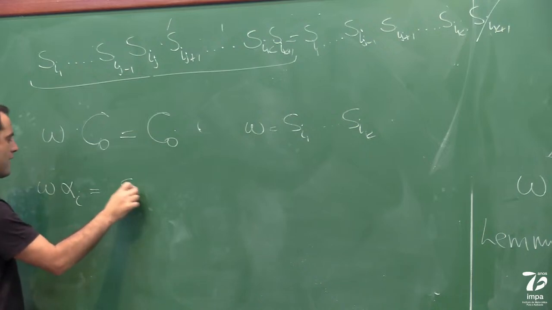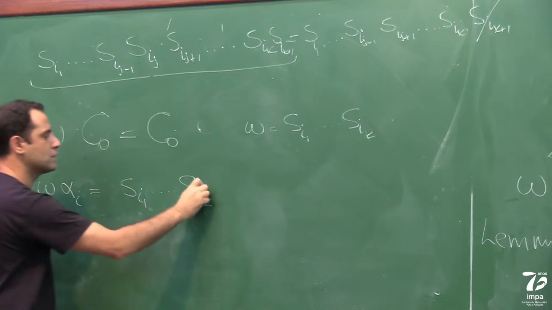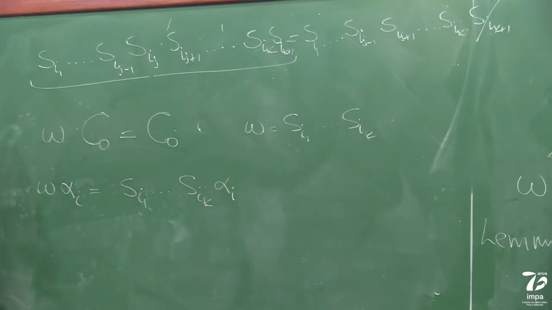is equal to Si1 up to Sik applied to alpha I. And since this guy is in C0, alpha I is in C0. Oops, I'm sorry.